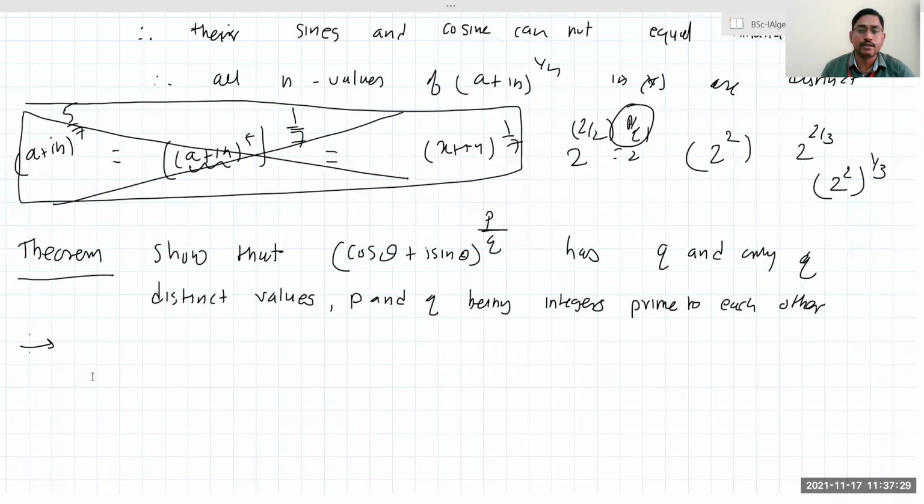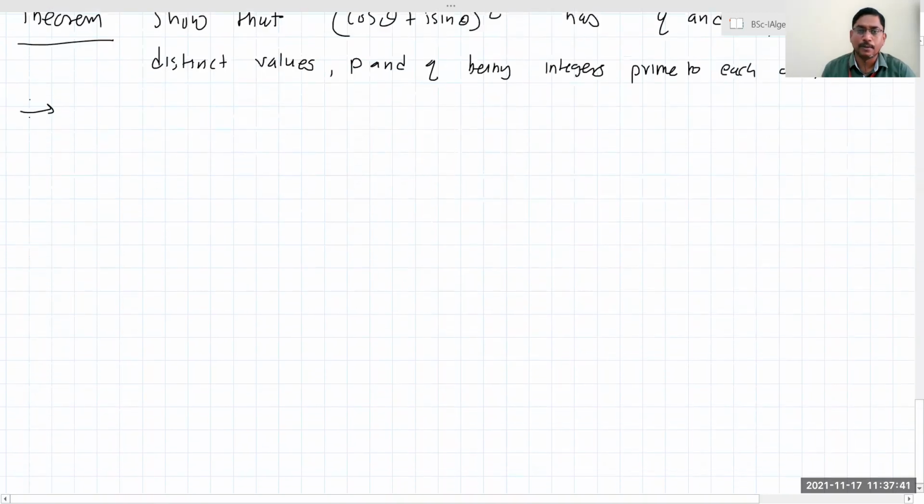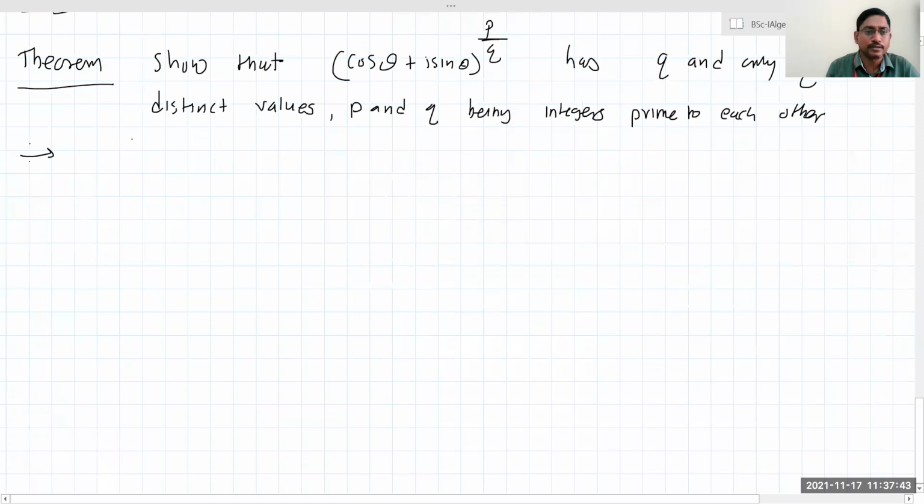Now we will prove this statement. This is also a similar statement. We have to take p to the power by using De Moivre's theorem, and 1 upon q to the power by using the above theorem. I'll just explain this in short. We have to show that in p upon q, p and q are distinct, there is no common factor. So I will start with cos theta plus i sin theta raised to p upon q.